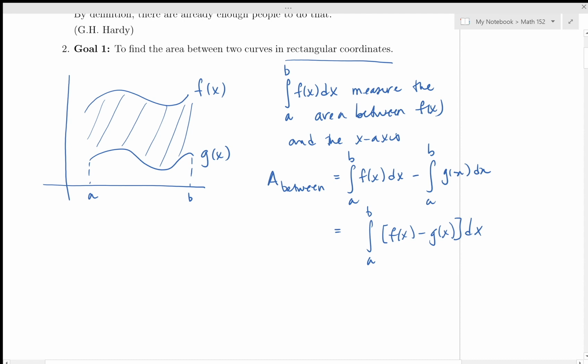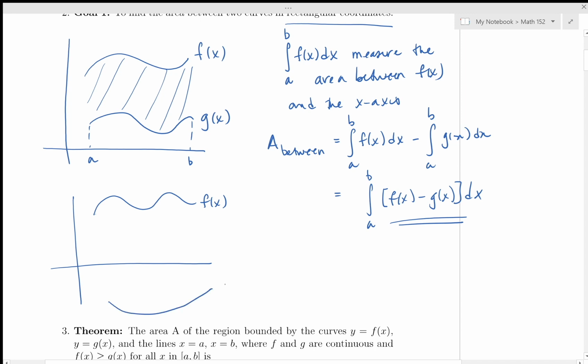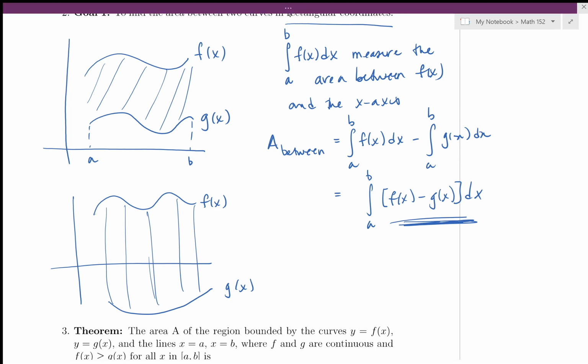This is actually a true statement even if g of x was below the x-axis. Let's see what that would look like. If I draw some f of x here, and some g of x down here, where g of x is not above the x-axis, and I want the area between them, this formulation will still work. Here's a geometric intuition of why.